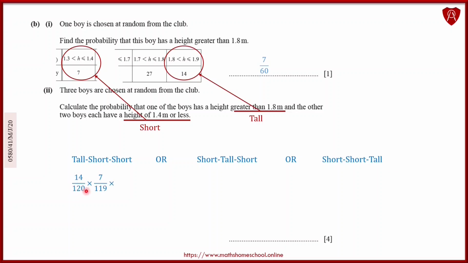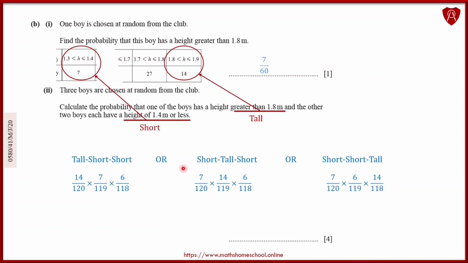Selecting a tall boy from 120 is 14 over 120, followed by a short boy selected from the remaining 119, followed by another short boy selected from the remaining 118. Or picking a short boy first is 7 over 120. Then we pick a tall one, 14 over the remaining 119. Then another short boy, 6 now remaining out of the 118. The other combination is select a short one out of 120, another short one out of the remaining 119, and a tall one out of the remaining 118.